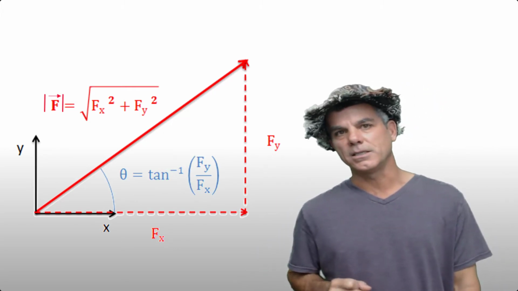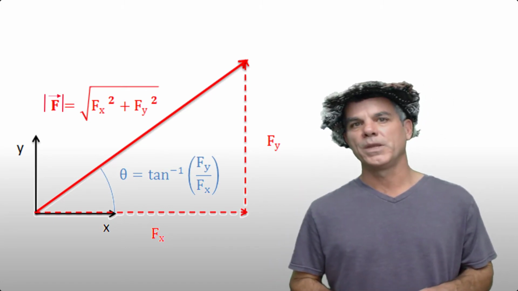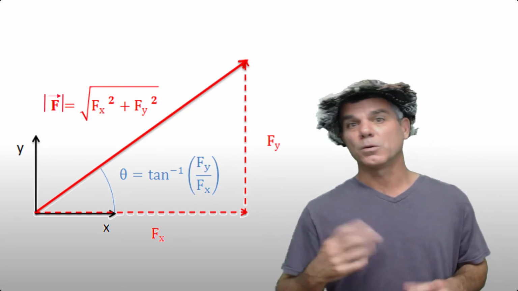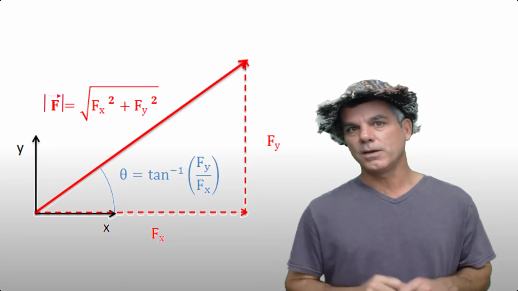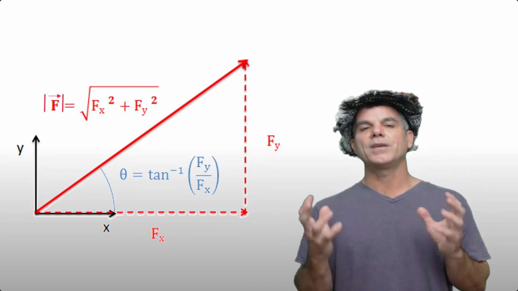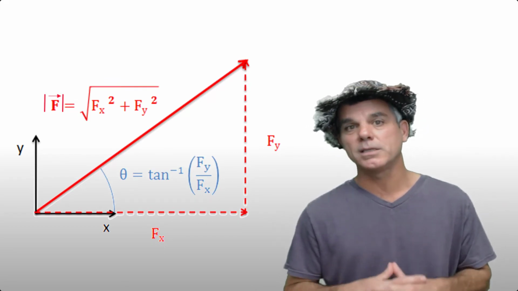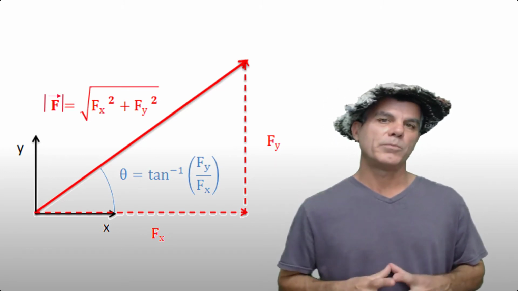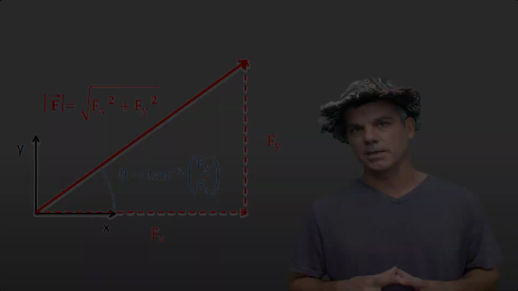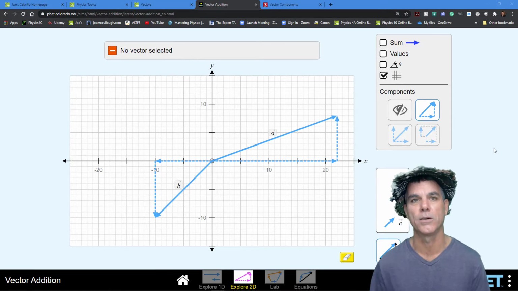That caveat is, if you use inverse tangent on your calculator to get the angle, your calculator will only ever give you an angle in the first or fourth quadrant. If you know that the vector should be pointing in the second or third quadrant, you're going to have to add 180 degrees to the answer. How are you going to know if that vector should be in the second or third quadrant? Well, that's going to depend upon the sign of the x and y components, and I'll talk about that in a second.